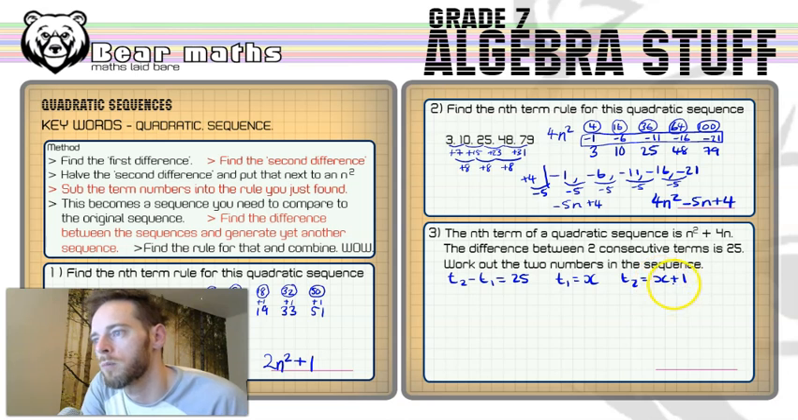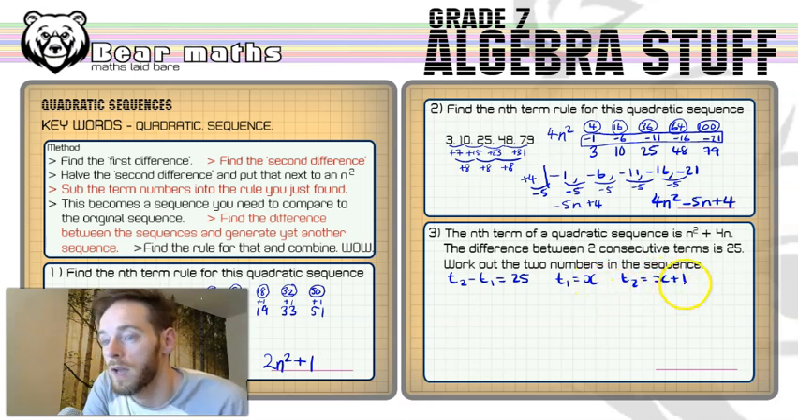I've called it x plus 1 because it's consecutive numbers and the next number after x would be x plus 1. I hope that makes sense. If you're not sure, go back to the forming expressions video that I've created. Now the difference between them is 25. I've got to substitute this and this into the rule here.